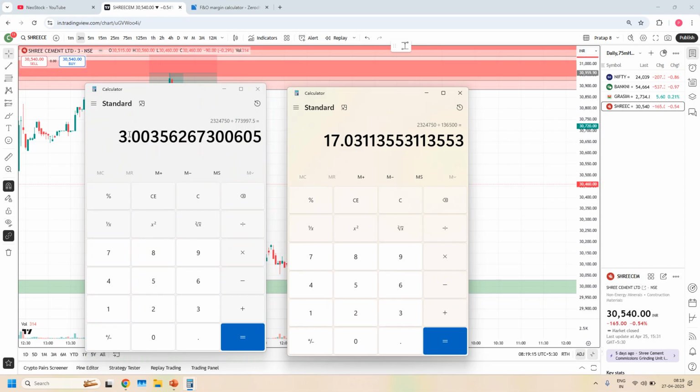3 into 5, how much? 15,000, 15% ROI, 5 times extra ROI you will get. 3 into 5. Because the margin cost is a little less, you got 17% ROI. Otherwise, you would have got 15% ROI. See, the broker gave you 5 times margin, so you will be getting 5 times additional profit. Compare it to the equity.